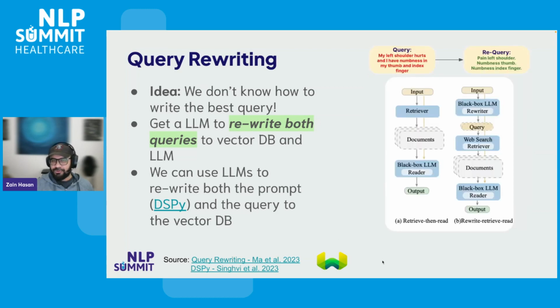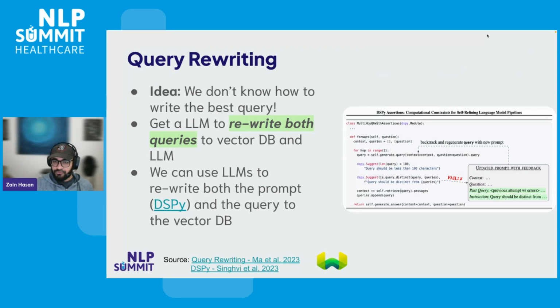Imagine your patient comes to you and asks you this same query, right? My left shoulder hurts and I have numbness in my thumb and index finger. You can take this input, pass it over to a language model, and you can get it to rewrite this in a format that best captures the essence of what's being conveyed and gives you the correct output most of the times. So maybe this language model, this black box rewriter, rewrites this query in this format. So now it writes pain left shoulder, numbness thumb, numbness index finger. This is a lot less interpretable to humans, but that's the point. It's a lot more interpretable to the vector database. Right? And so now you use this query going forward.